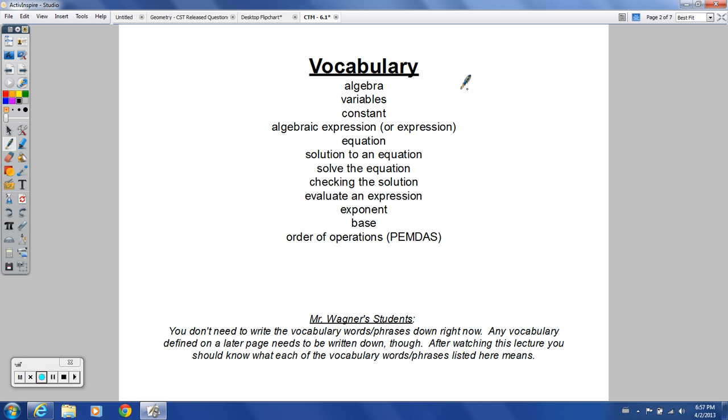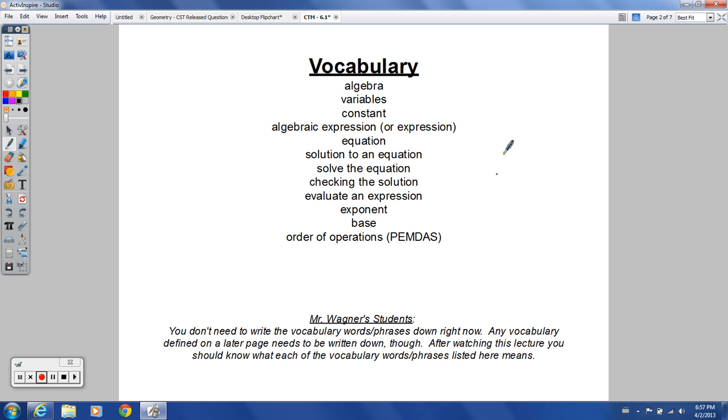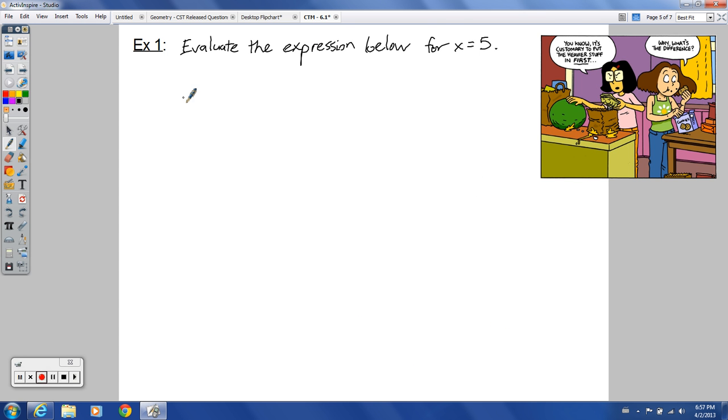If you're one of my students and any of these terms or phrases doesn't ring a bell to you, you should definitely read your book. These definitions are on pages 288 and 289. So go back and review those pages as necessary. If you are new to algebra, you definitely would want to make sure you understand what these words mean before moving on to examples like this.